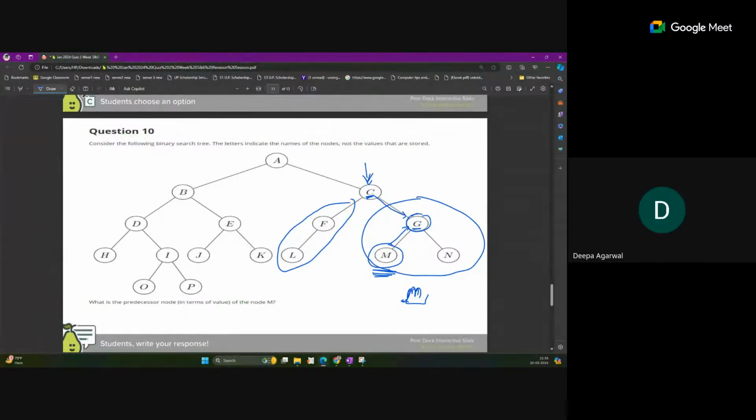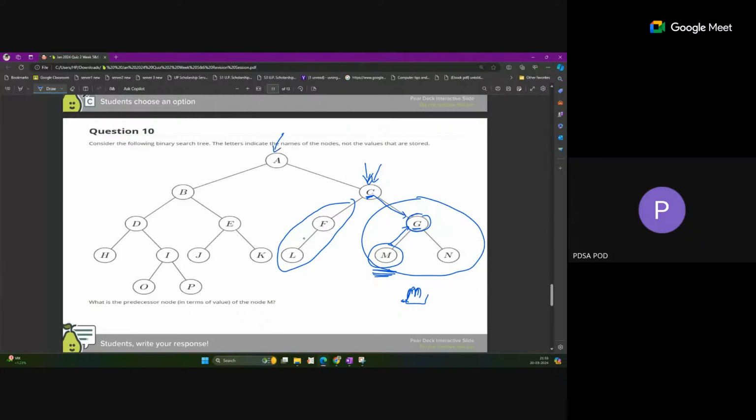Is it L? No. Before M, in order, it will be C only. Even in order, C will come. There is no need to apply the in order on this part.